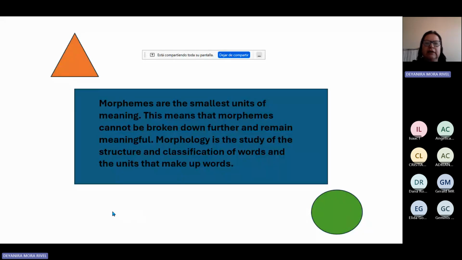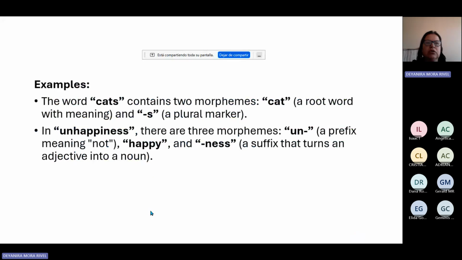So you cannot, let's say, divide a morpheme into anything else. So you need to have a meaning for that morpheme. And when you can eliminate everything else from it and you can't divide it more, then that would be what a morpheme is. So let's look at these examples that are very basic. The word cats contains two morphemes, right?